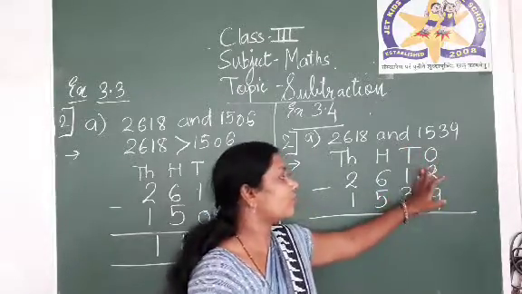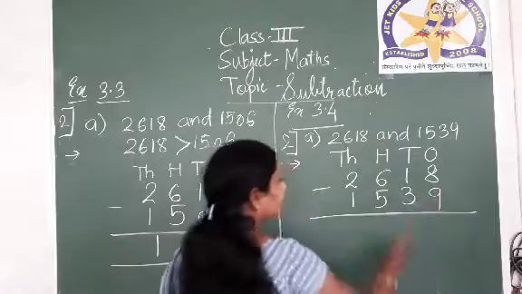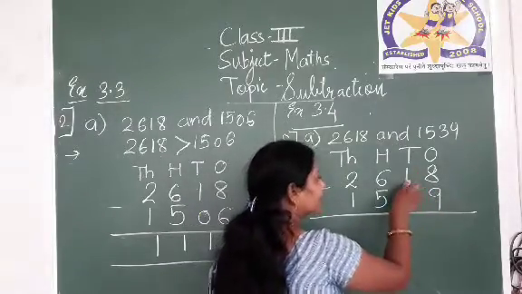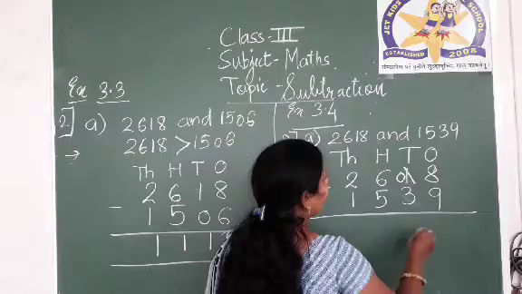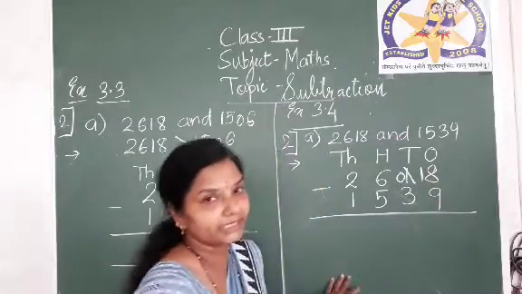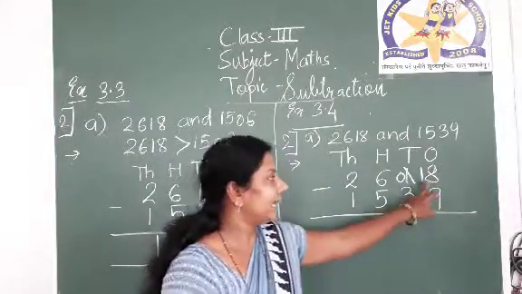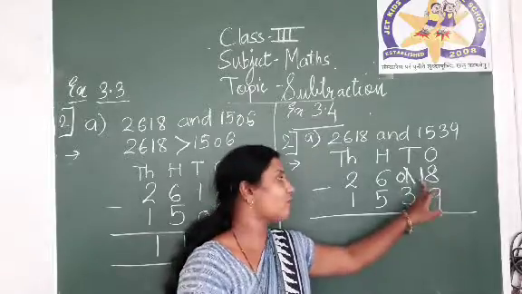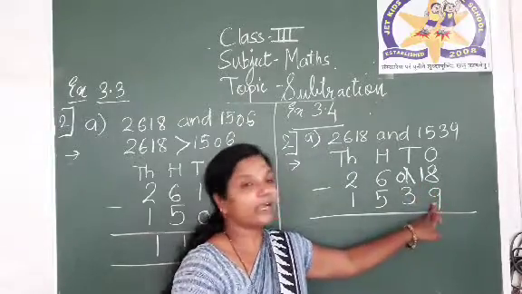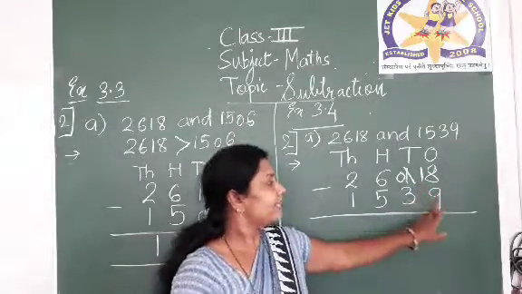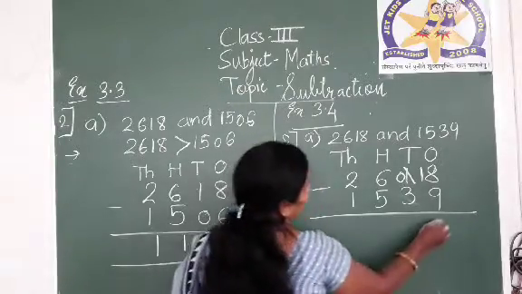That means we have to borrow from the tens. Now here it is 8. If I borrow 1 from 8, here it becomes 7 and here it becomes 10. So I can subtract 9 from 10. 10 is greater than 9. 10 minus 9. It is 1.